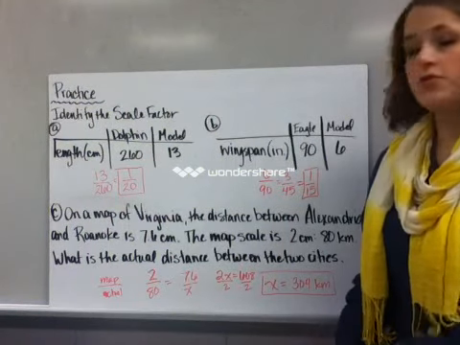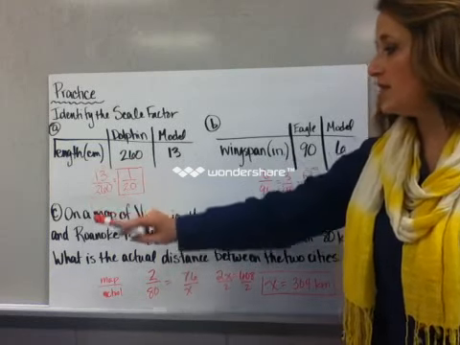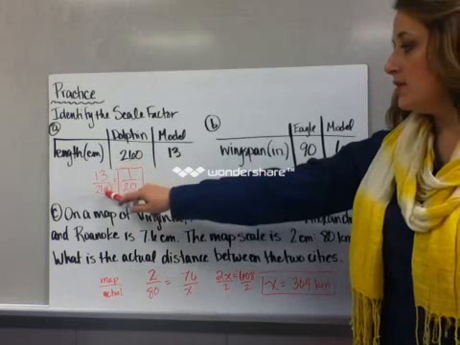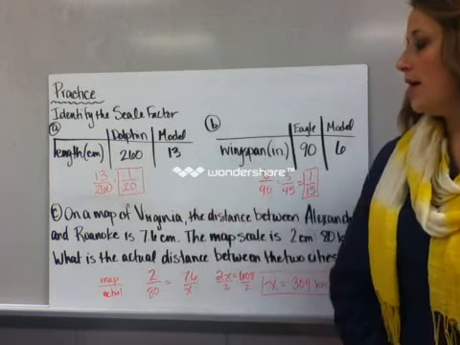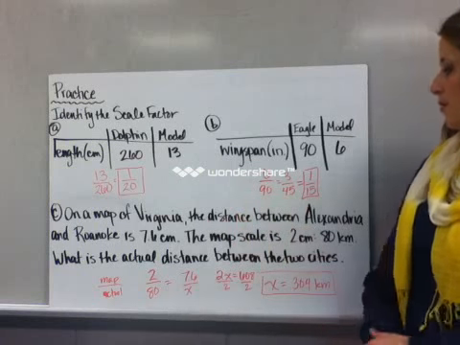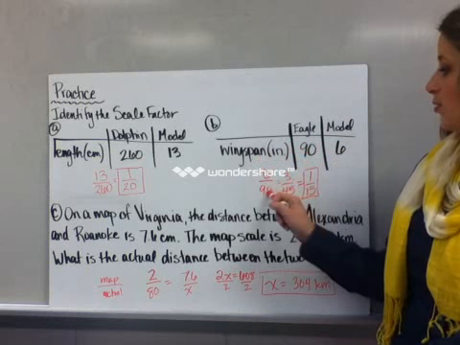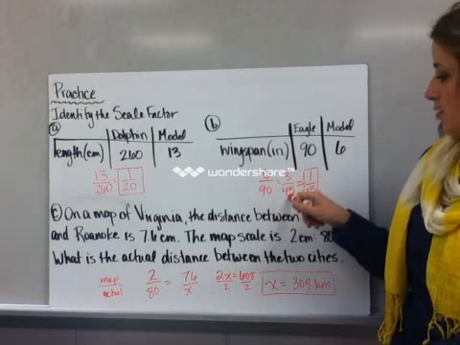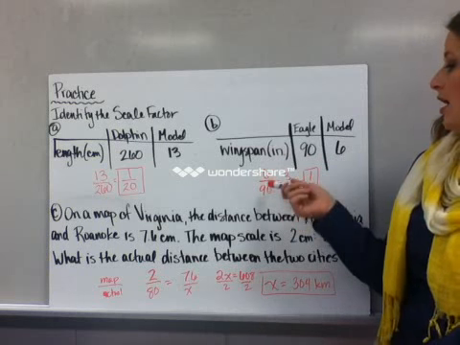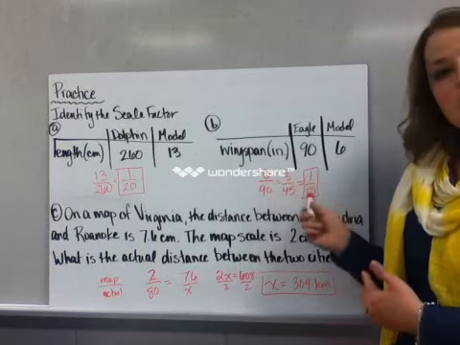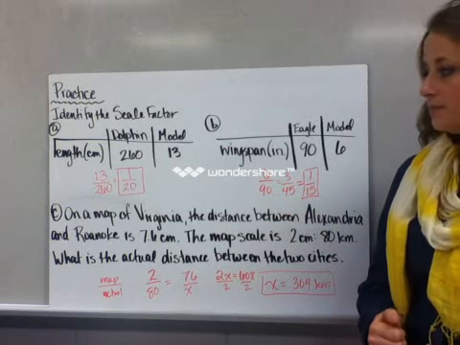For the scale factors, remember it's important that you put the model on top. So the model's dimension was 13. The dolphin's dimensions were 260. Reduce that, it goes down to 1/20. For part B, the model's inches were 6 inches. The actual wingspan of the eagle was 90. I divided by 2 first, and then I saw that that went down to 1/15. You may have already seen that you could divide by 6 and go straight to 1/15. Either way, you reduce down to 1/15.